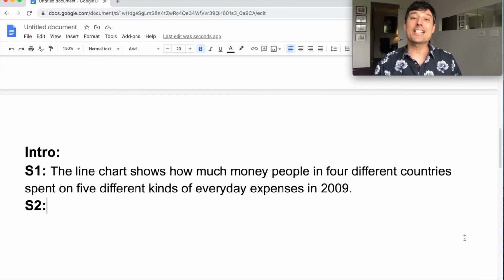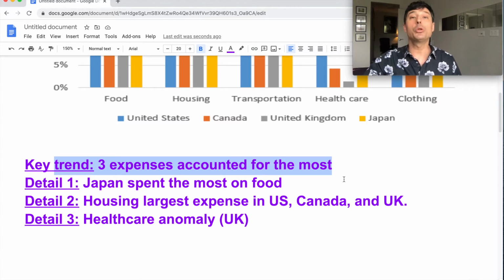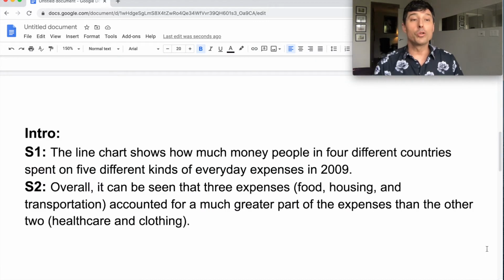Next, I'm going to do the S2, and that's simply the key trend from the chart. And I would write something like this. Overall, it can be seen that 3 expenses, food, housing, and transportation, accounted for a much greater part of the expenses than the other 2, healthcare and clothing.